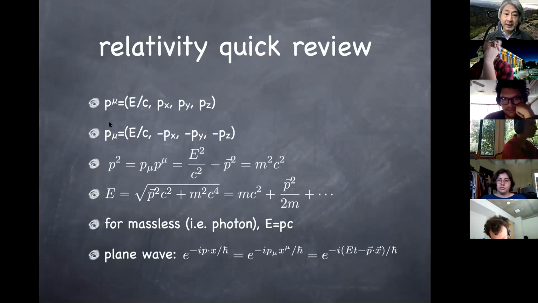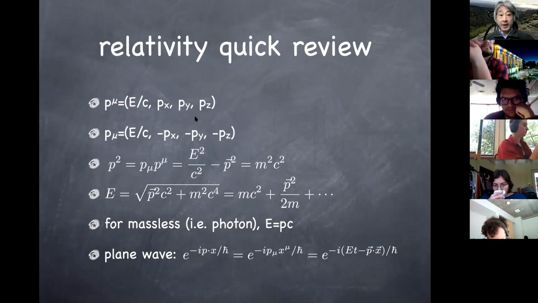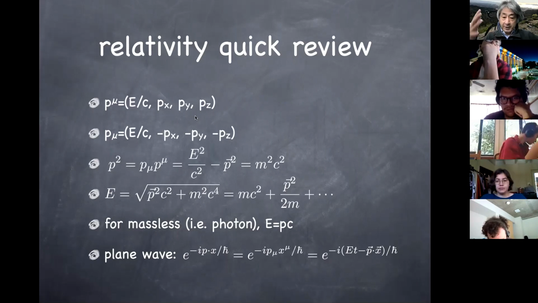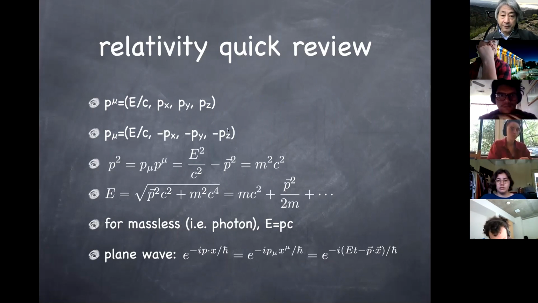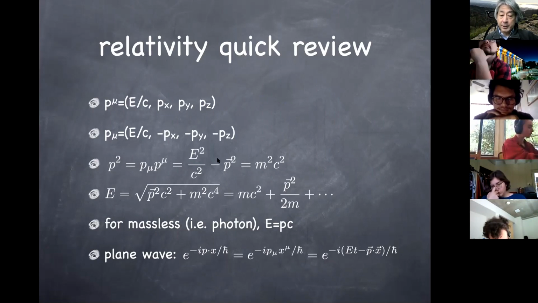The 4-momentum vector is an example of such a 4-vector with the upper index. You combine energy and momenta into a single object, and they transform as a 4-vector under the Lorentz transformation. To make sure that every component has the same unit, you use the speed of light. So energy over speed of light is the time component of this 4-momentum vector. Switching to lower index, you reverse the signs of the spatial components. Then if you multiply them together and sum over the repeated indices, you find this combination of E squared over c squared minus p squared.